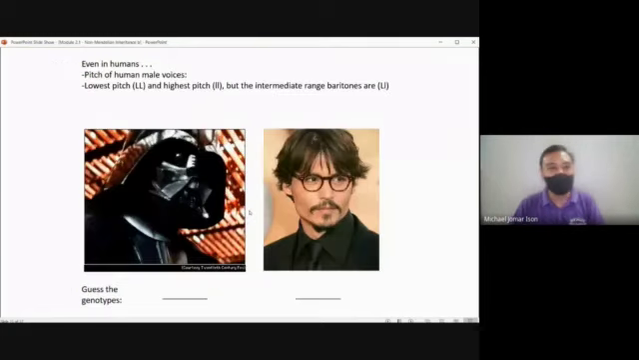Another example here, even the pitch of our voice is incomplete dominance, wherein the lowest pitch is given by the big L, and then the highest pitch is a small l, but the intermediate range, the baritone, would be big L, small l. It's a heterozygote. So just for fun, what do you think is the genotype of Darth Vader?